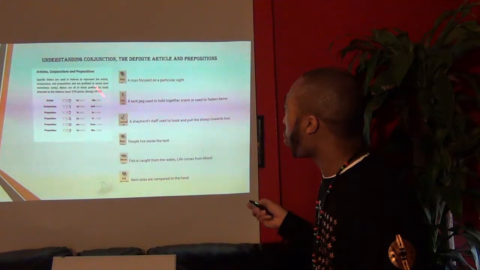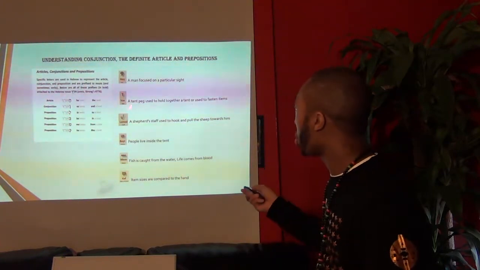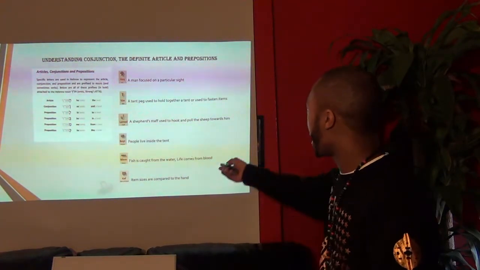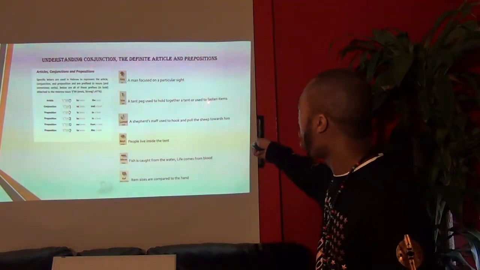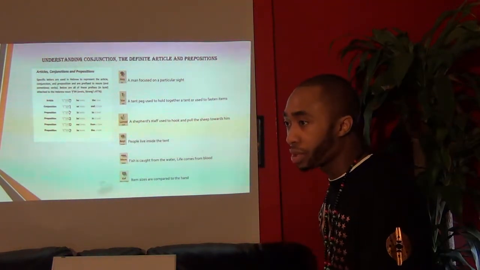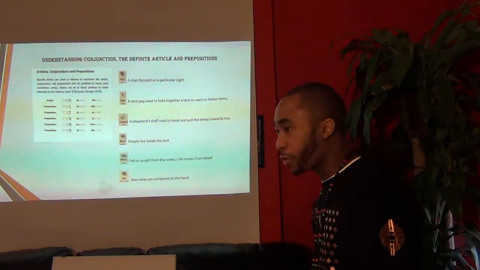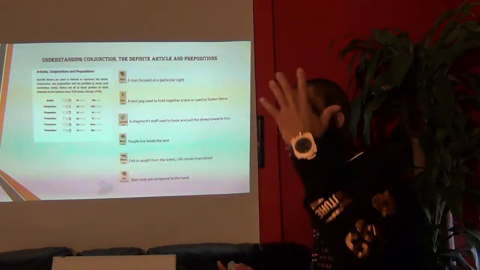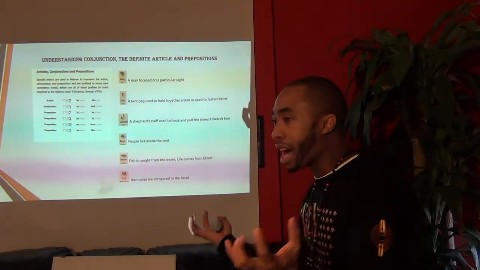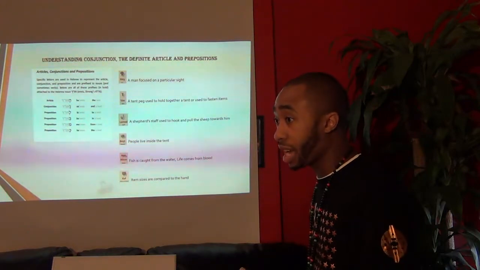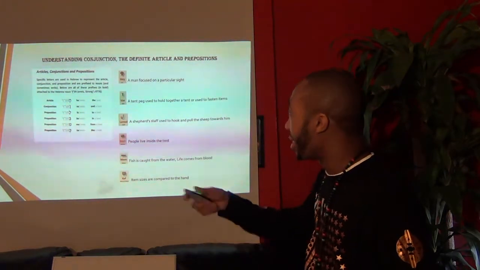How do you know that the wav means and? Well, when you look at the wav, it's the tent peg, and a tent peg is used to hold together a tent or used to fasten items. So conjunction is when you take one phrase or one word and another phrase, another word or clause, and you combine them together, or you syntax them together, because that's the exact same thing that the tent peg did.